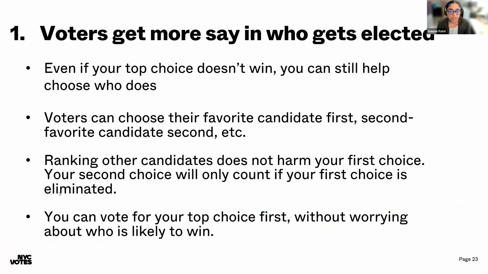So voters get more say in who is elected. How does this happen? If our first choice or top choice vote does not win, our vote can then be used and counted for the next highest candidate that we've ranked. So we get to choose multiple candidates that we prefer. And if our first choice candidate doesn't win, right, our vote is still being counted towards our next choice.